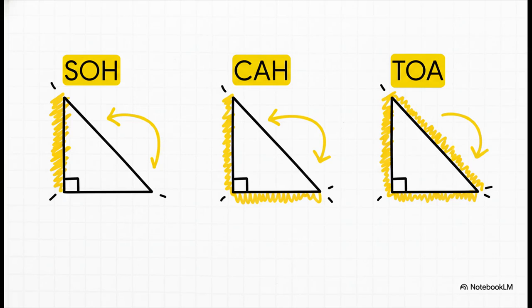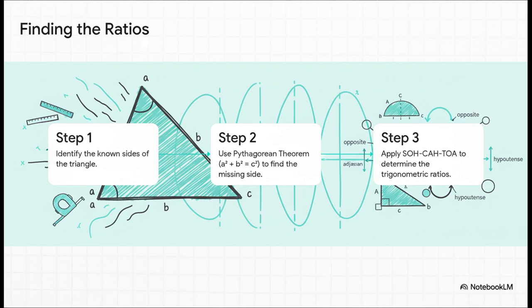So, how on earth do you remember all that? Well, there's this super famous mnemonic, you've probably heard it before, SOHCAHTOA. It's just a handy little trick for the three main functions. Sine is opposite over hypotenuse, that's the SOH. Cosine is adjacent over hypotenuse, the CAH. And tangent is opposite over adjacent, the TOA. Simple as that.